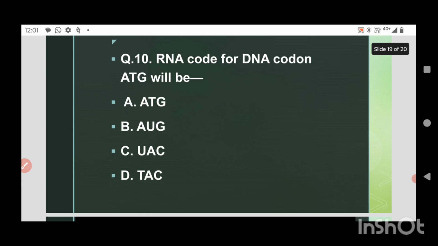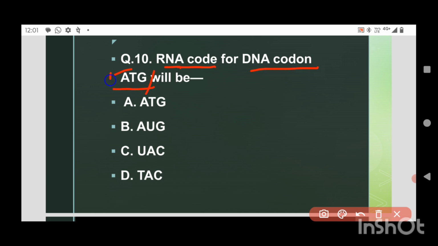which is question number 10. Question number 10 says that the RNA code for DNA codon ATG will be option A ATG, option B AUG, option C USC, and option D TSC. So it is asked which is the RNA code for a DNA codon. If this DNA codon is transcribed into RNA, what will be its code? So here option B is the correct answer, which is AUG.